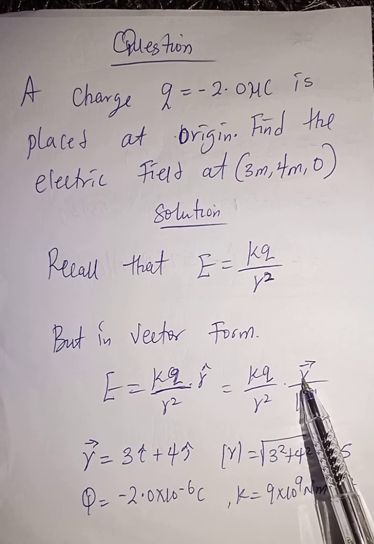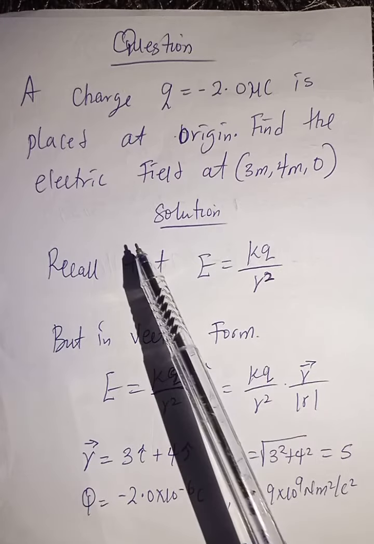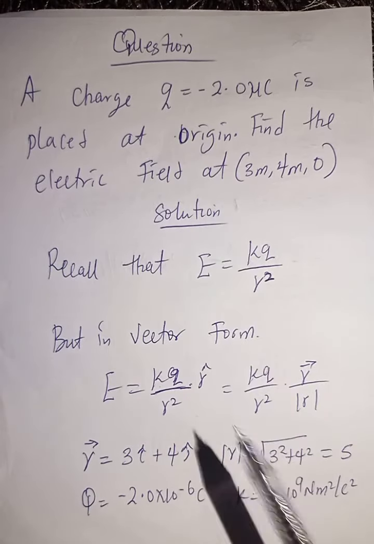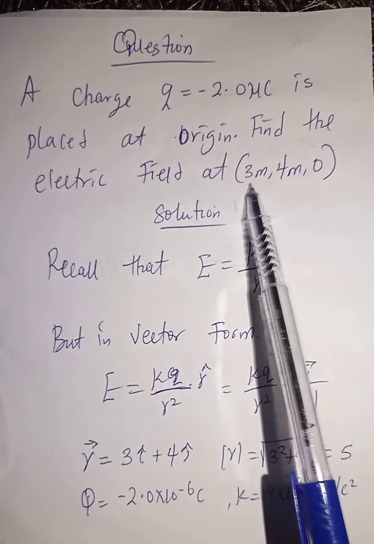So what is the displacement vector? The displacement is the point at which the field is, minus the reference point at which the charge is placed. Remember, this charge is located at the origin, and we should find the field at this point.